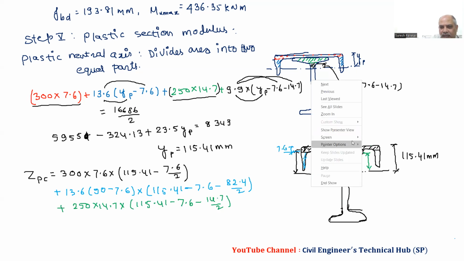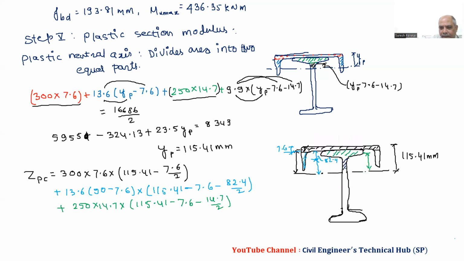And then we have the last part, that is of the web. So this portion now, and we have plus 9.9, that is the thickness of this, multiplied by 115.41, and subtract the web thickness of the channel, which is 7.6, then subtract the flange thickness 14.7, and then we have the square of this upon 2, and then we will get these values. Now I will have separate values, I will mark them over here so that you can check your answer and my answer also.